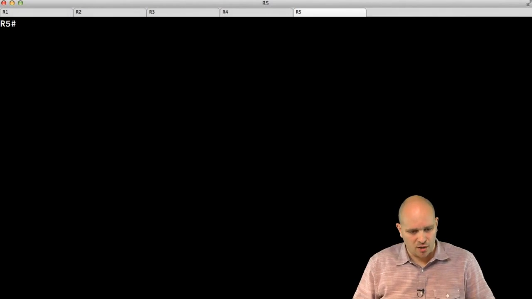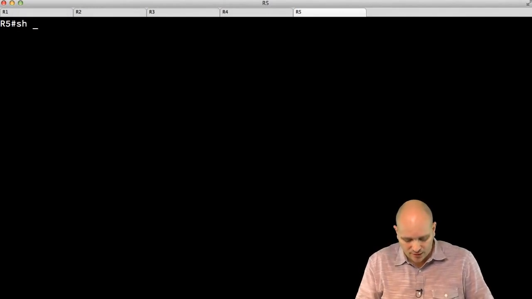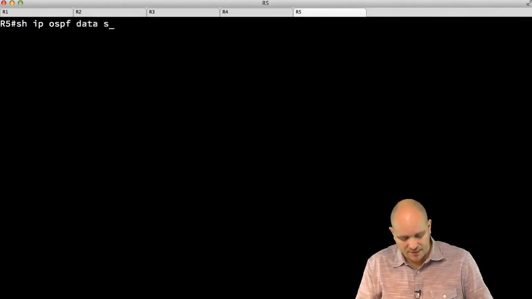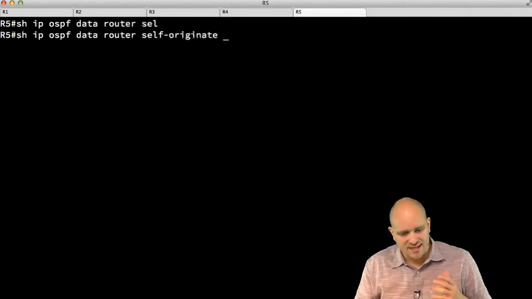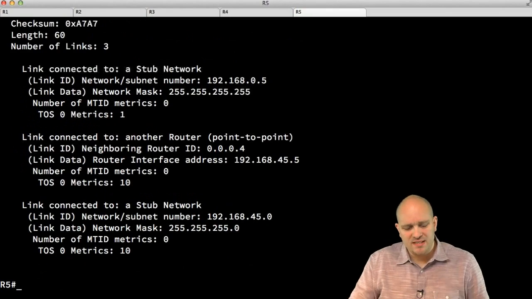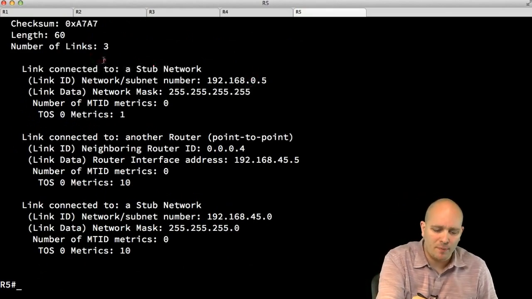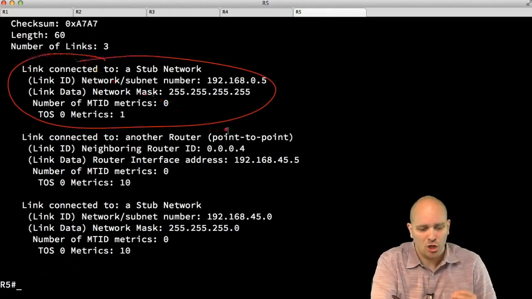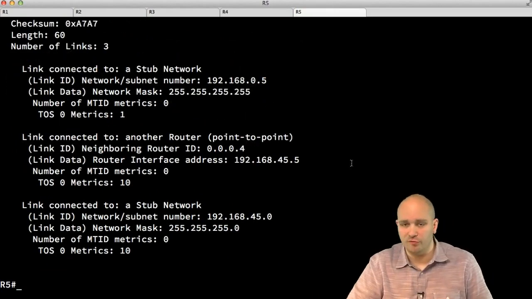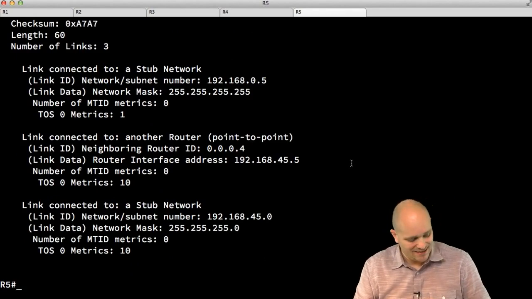I'm going to start with R5. So what I'm expecting to see here, if I take a look at show ip ospf database router self-originate, is the loopback advertised as the internal route. So this is just a very quick confirmation that this is indeed the case.